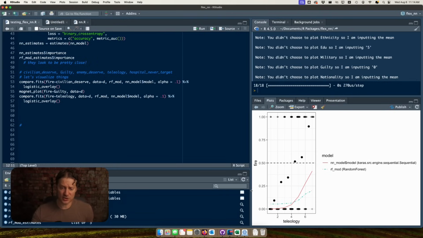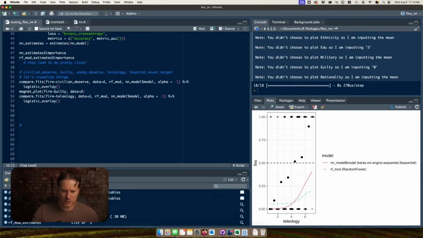Or in other words, it's assuming you can get significant changes in teleology and nothing else changes, which is an unrealistic assumption, because that would suggest that essentially teleology is not correlated with any of the other predictors, which it probably is. So it doesn't surprise me. No, it still surprises me, but it's easy to understand why that might happen.